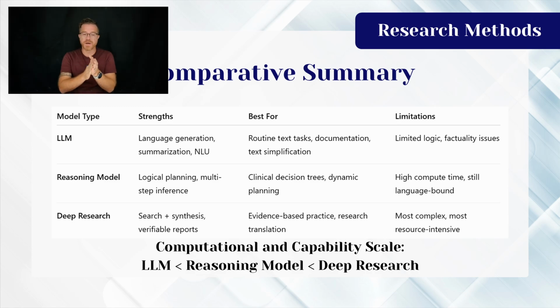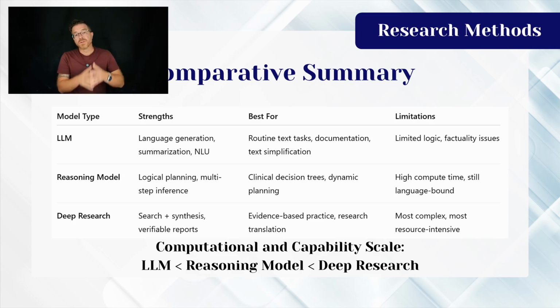The strengths of each model are that large language models are great for when you want to deal with just language-specific tasks. That is creating text, altering text, trying to decipher what is in text, things like that. Reasoning models are great for logical planning and multi-step inference, whereas deep research models are great for when you want to add search and synthesis and also get verifiable reports from whatever you're querying.